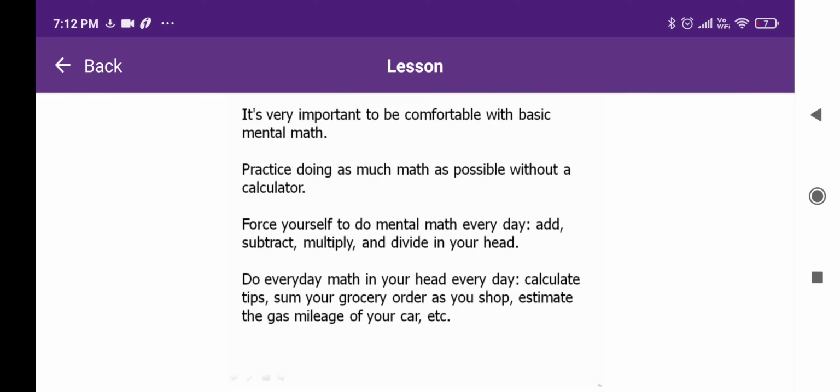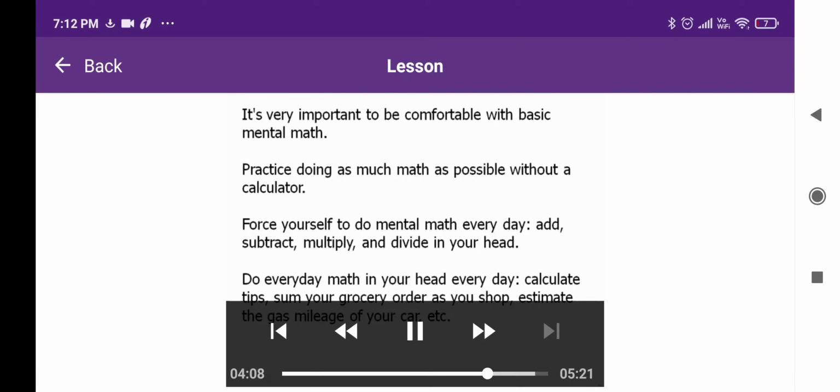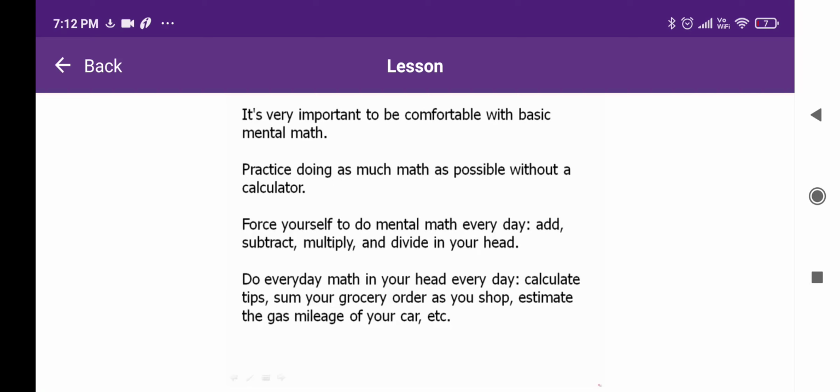Also, I'll say, do math every day in your head. Calculate tips. Sum your grocery order as you shop. You can sum your order, say, to the nearest dime as you're shopping. Estimate the gas mileage of your car. Look around various rooms that you're in. What's the approximate square foot area of the floor or the walls? How much paint would it take to paint the walls? What's the distance from one point to another? Practice estimation. Practice using math as much as possible in real-world situations every day.